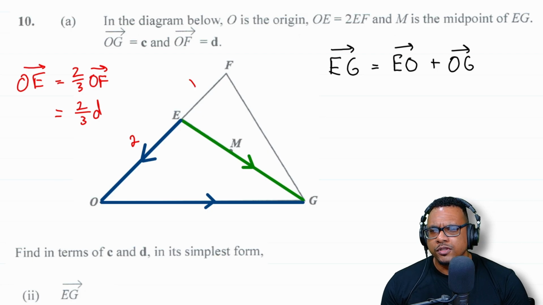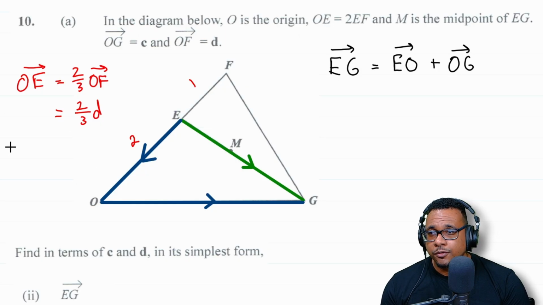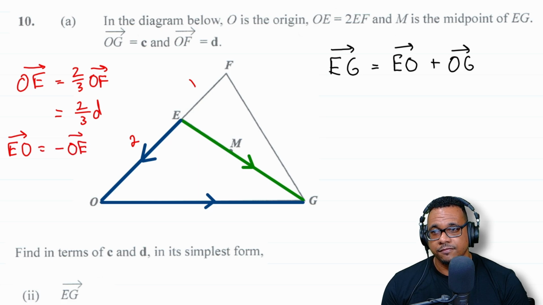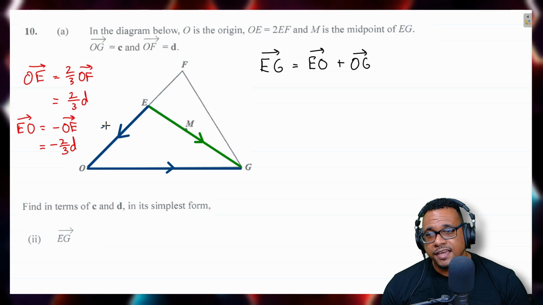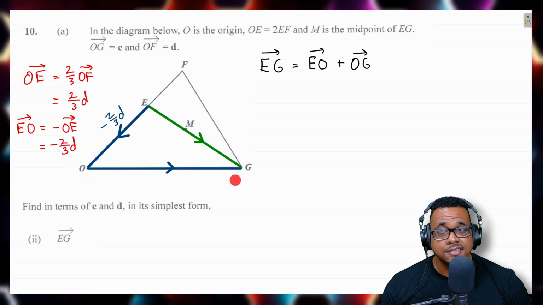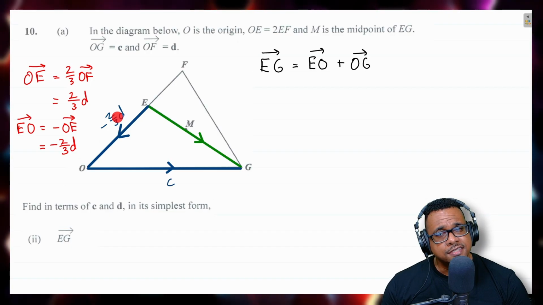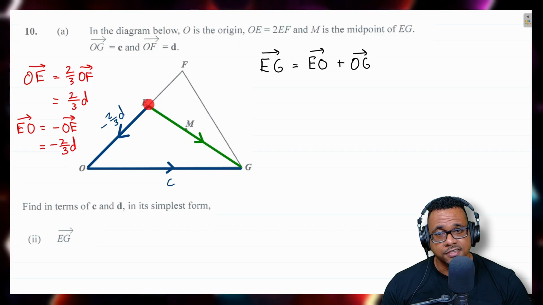Now, remember, we don't want to go from O to E. We want to go from E to O. So that has to be the negative of the vector O to E. So therefore, E to O will be negative O to E, which would just be negative 2/3 d. All right, so this vector here will be negative 2/3 d. And of course, this vector from O to G is still the vector c. So what we're going to have is negative 2/3 d plus c will be our resultant vector E to G.